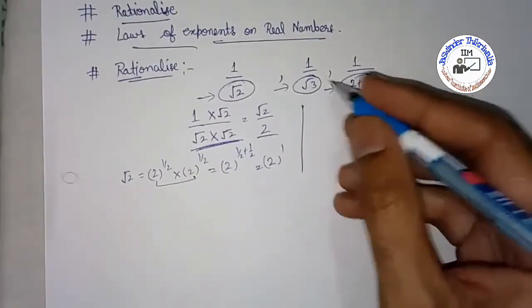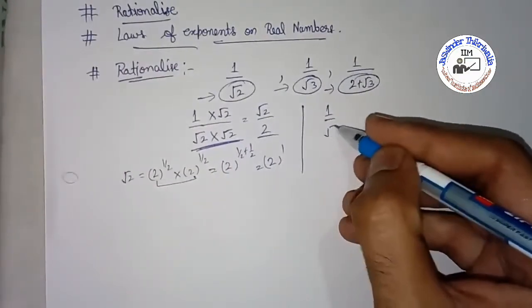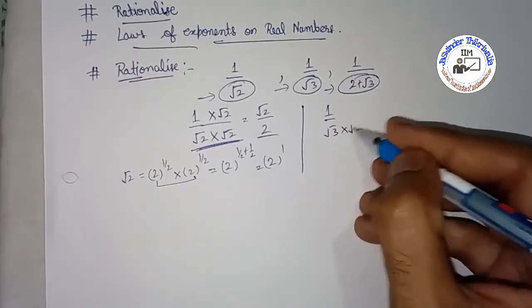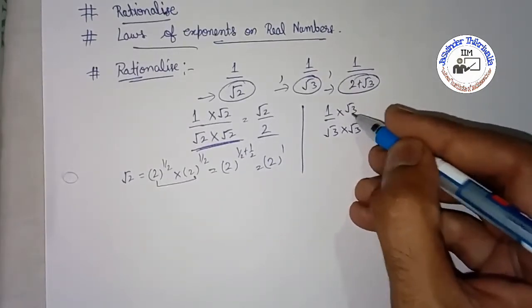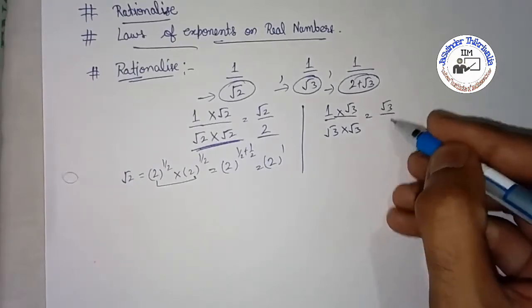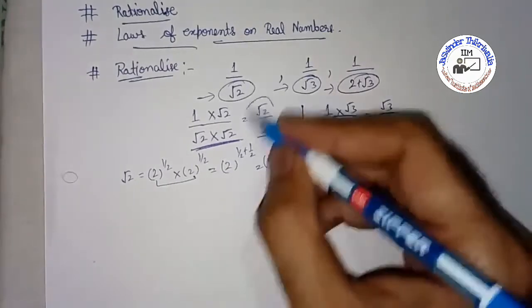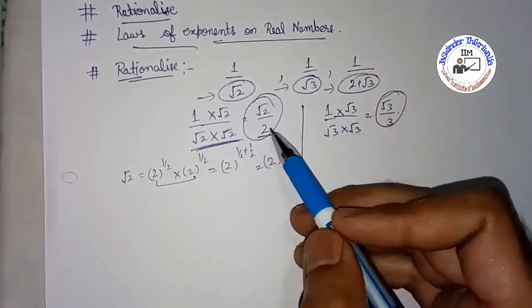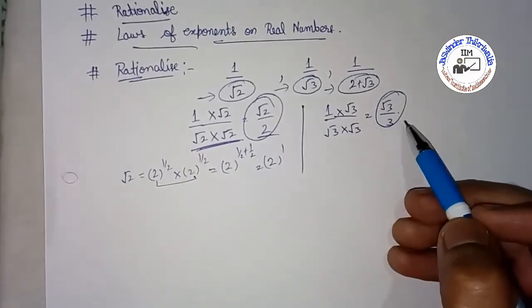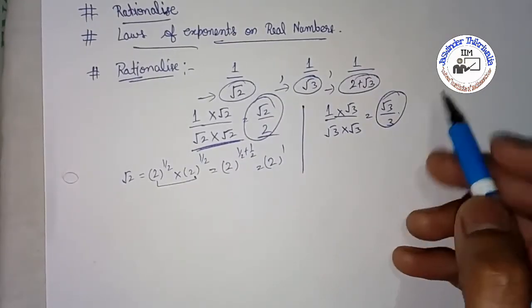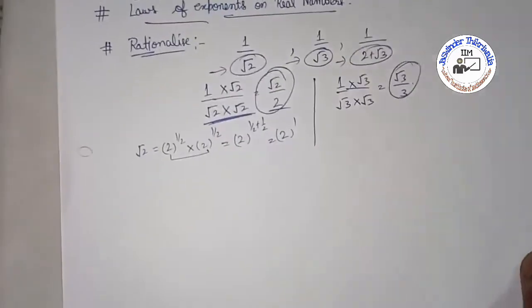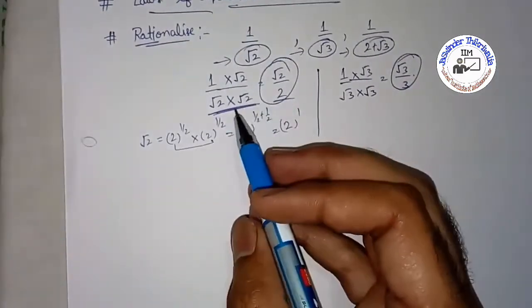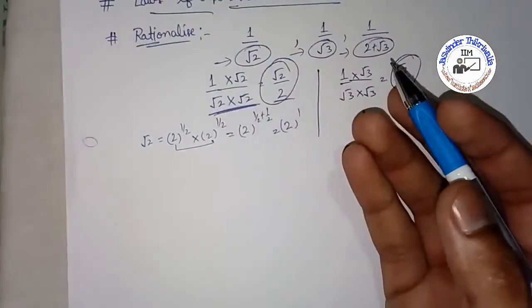Similarly here, in this example 1 by under root 3, we will multiply the denominator and numerator with under root 3. Then what will we get? Under root 3 upon simple 3. So you check in this that we have changed the denominator into a rational number. This was an example where there is only one irrational term in the denominator.